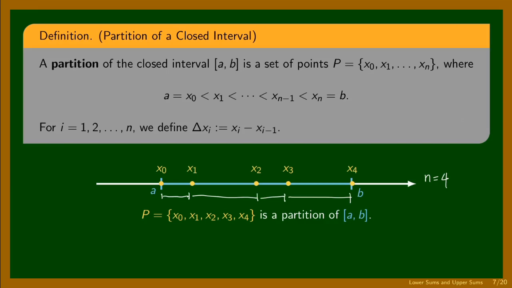So yung delta x of 1 represents the length of the first subinterval. Yung delta x of 2 represents the length of the second subinterval, and so on. Now, sometimes, in order to emphasize, I write P in this manner. I put the name P, then put a colon, and then write this expression.